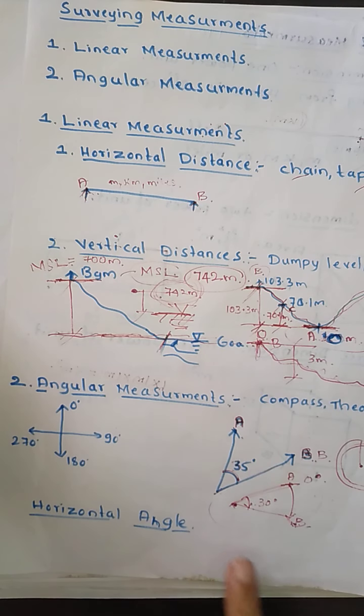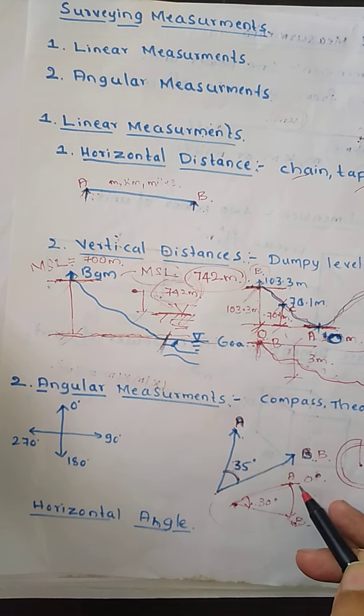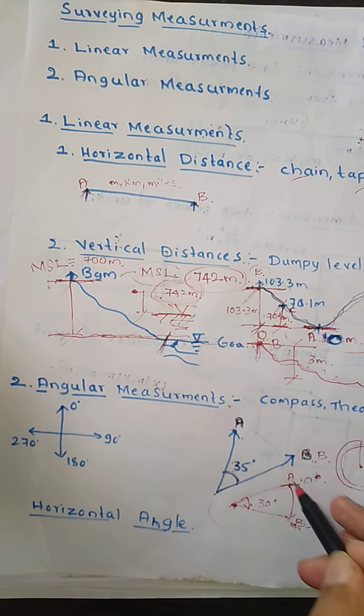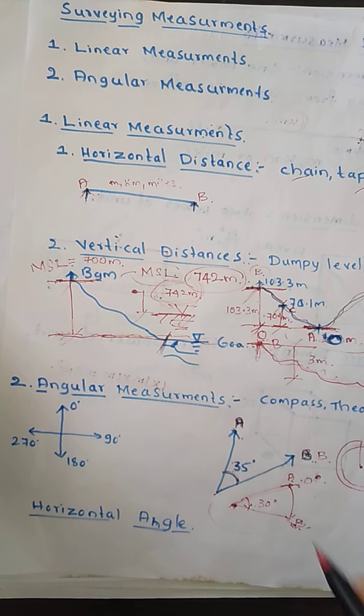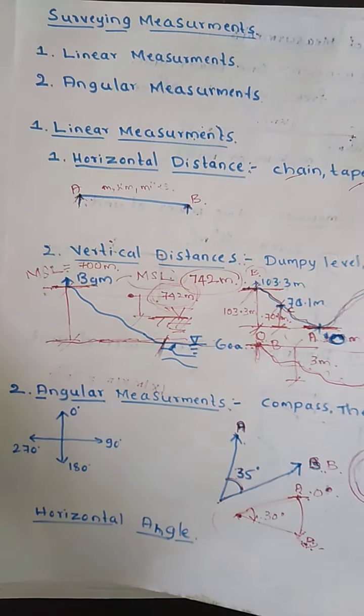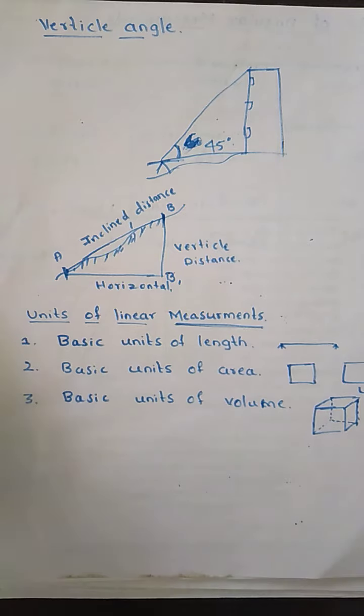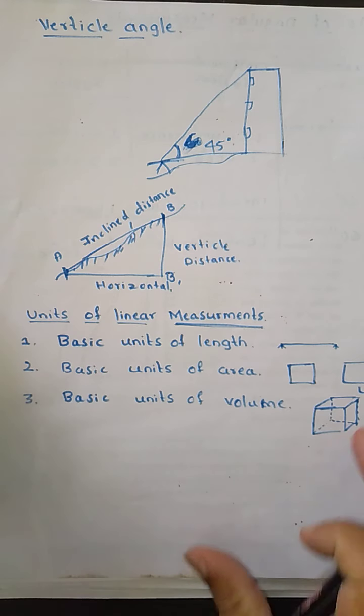You can measure the horizontal angle when the 2 points are present in the same plane. Same plane means, suppose they are standing on the land. Then you are going to call it horizontal angle measurement. Now what is a vertical angle?